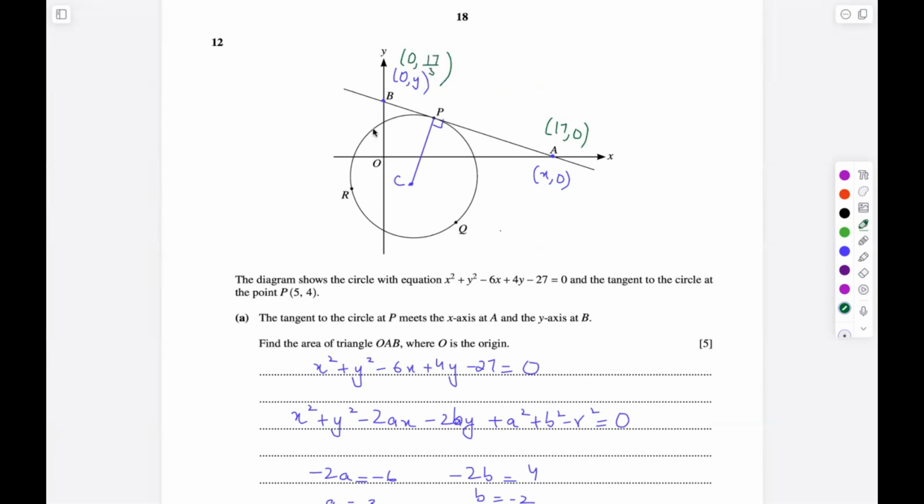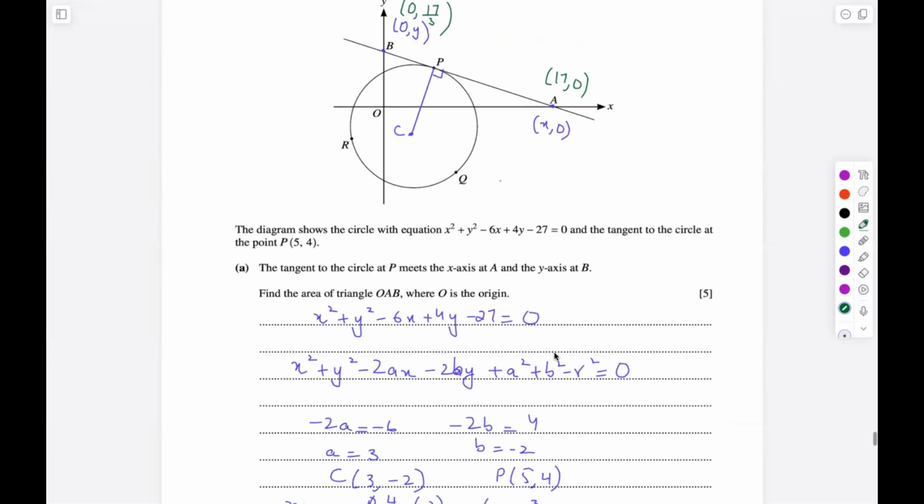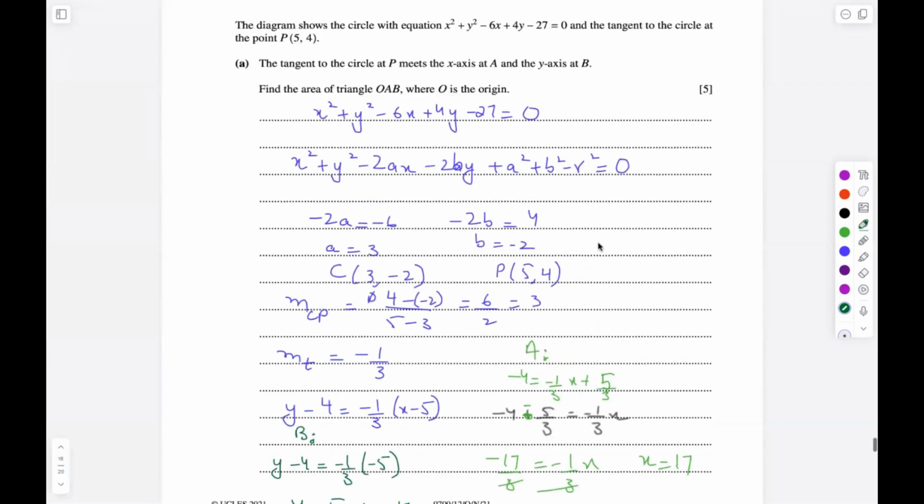So we can say that the height is 17 upon 3 and the base is 17. So we can write that the area will be equal to 1 upon 2 into 17 upon 3 into 17. So the final answer will be 289 upon 6 for the area of the triangle OAB.